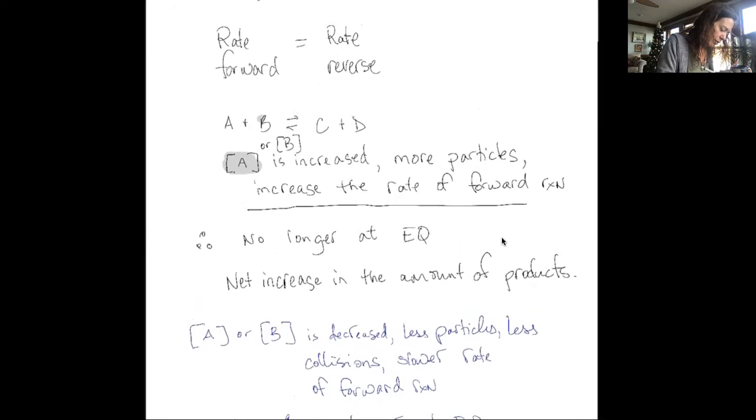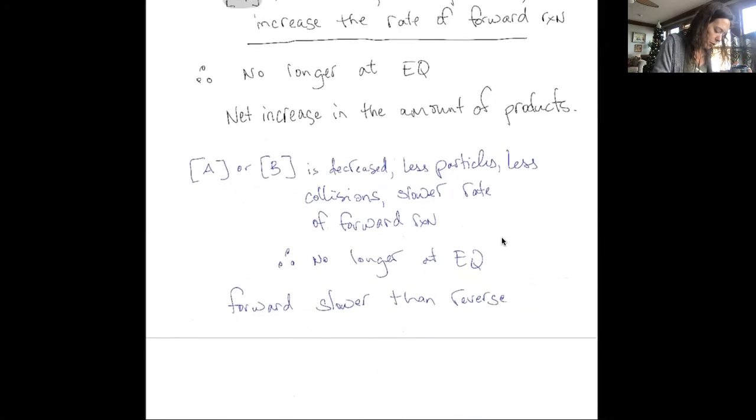Up above, when we increased A, the forward was faster than the reverse, because we increased the concentration. Now we have a forward that is slower than the reverse, and we see a net increase in products. No, in reactants. I'm sorry, because we're going faster in the reverse direction. So we have a net increase in the reactants. And we could say vice versa.